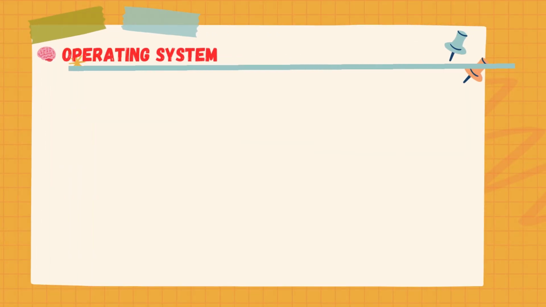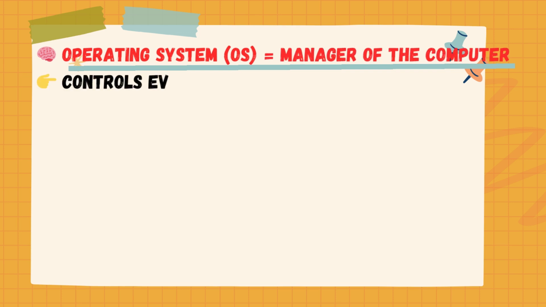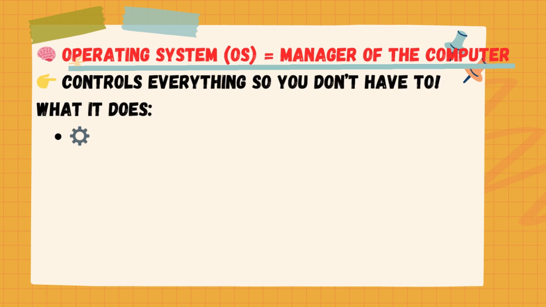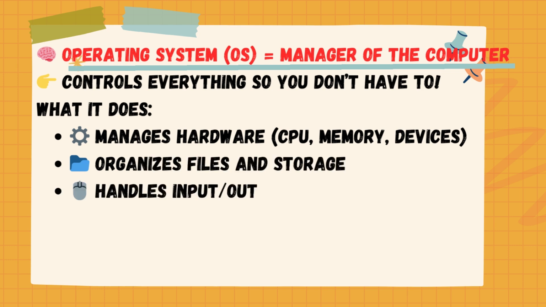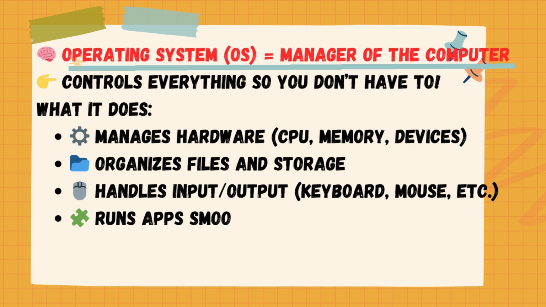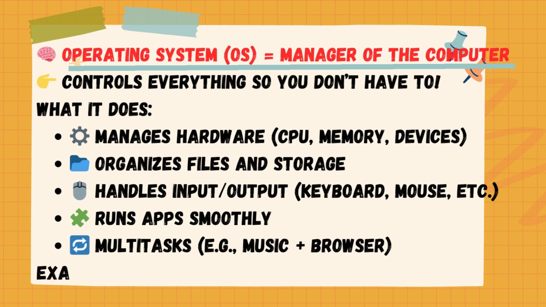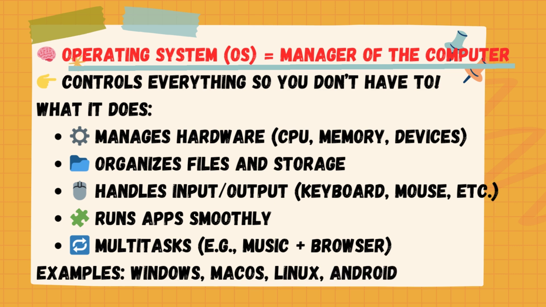Operating system, OS, equals manager of the computer. It controls everything so you don't have to. What it does: manages hardware, CPU, memory, devices, organizes files and storage, handles input and output, keyboard, mouse, etc. Runs apps smoothly and multitasks, for example, music plus browser. Examples: Windows, macOS, Linux, Android.